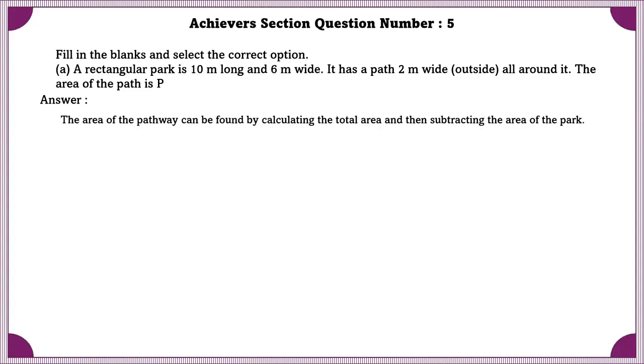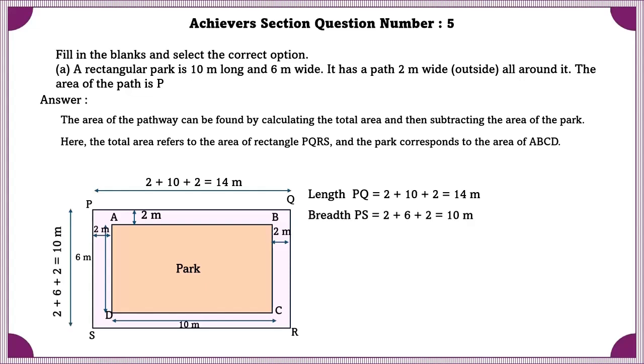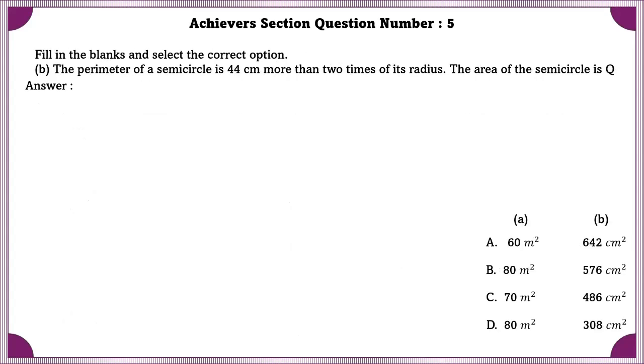The area of the pathway can be found by calculating the total area and then subtracting the area of the park. Here the total area refers to the area of rectangle PQRS and the park corresponds to the area of ABCD. Length of PQ is equal to 2 plus 10 plus 2, which is equal to 14 meters. And the breadth of PS is equal to 10 meters. Now area of the rectangular pathway is equal to area of PQRS minus area of park ABCD, which is equal to 14 into 10 square meters minus 10 into 6 square meters, which is equal to 80 square meters.